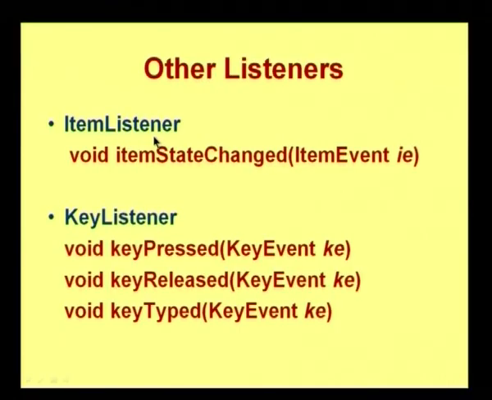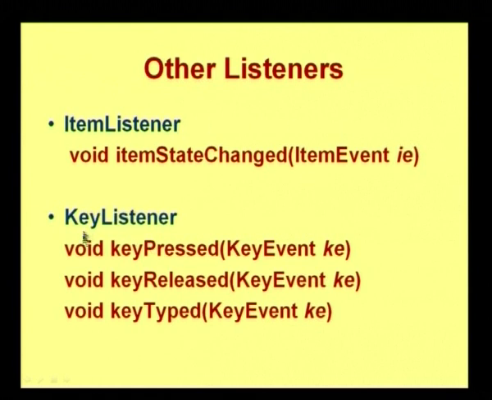Next is your item listener. Here the item listener applies while you change the value of the item. I am choosing a particular item, and then automatically my item state changed method needs to be invoked. This is invoked when your event source generates an item event.